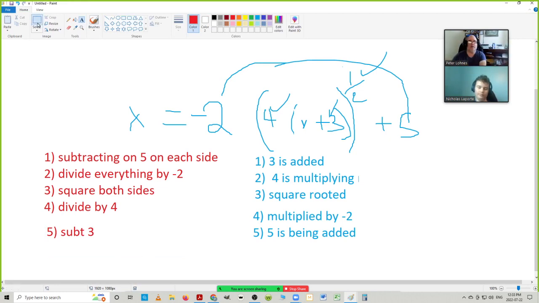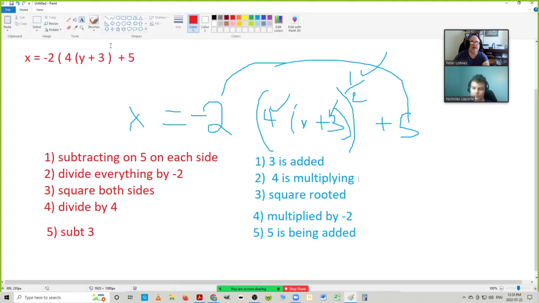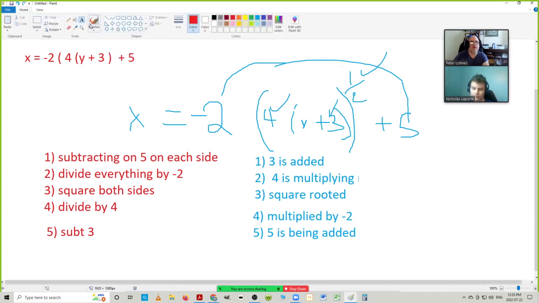Follow this now for this formula. I'm going to write it out clearly. X is equal to -2, and I'm going to just put a half there because it's really an exponent of a half. And if you like, I'll put the square root. All right, there we go.